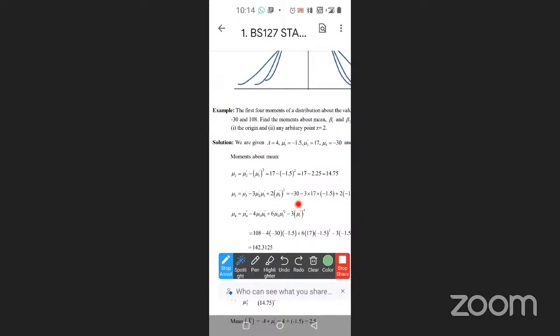What about mu1? Mu1 is always 0 for any distribution, whether it is discrete or continuous. Mu1 should always be 0. So here mu1 is equal to 0. Second point, mu2 is equal to 14.75. Third point, mu3 is equal to, formula, mu3 prime minus 3 mu2 prime mu1 prime plus 2 mu1 prime whole cube. Substitute the values and simplify it. You should get the answer, that is 39.75.